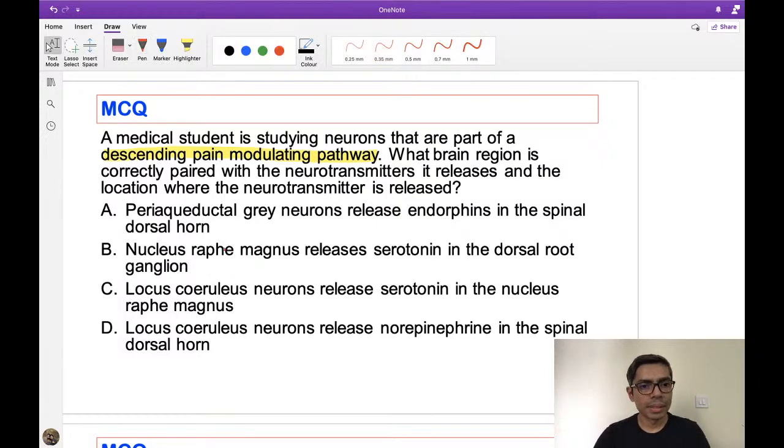Periaqueductal gray neuron releases endorphin in the spinal cord dorsal horn. Second, nucleus raphe magnus releases serotonin in the dorsal root ganglion. Locus coeruleus neuron releases serotonin in the nucleus raphe magnus. Locus coeruleus neuron releases norepinephrine in the spinal cord dorsal horn neuron. Look at each and every word, because the answer is a little bit critical here.